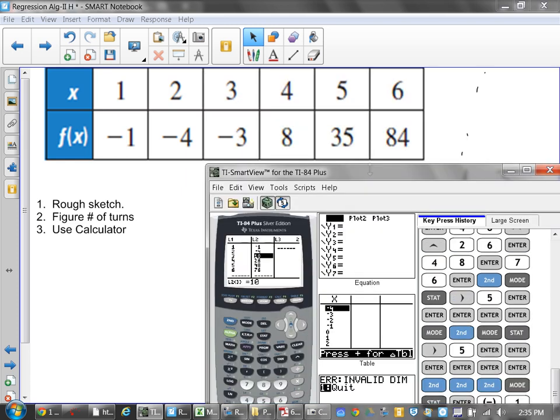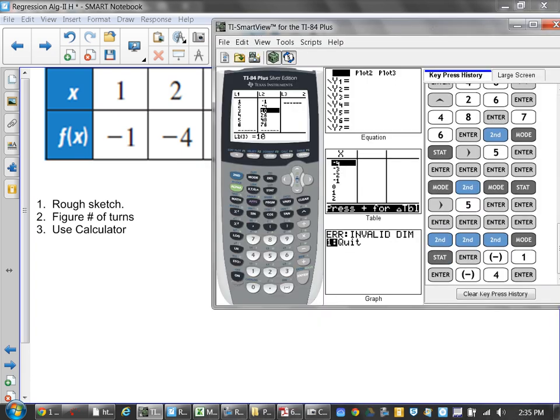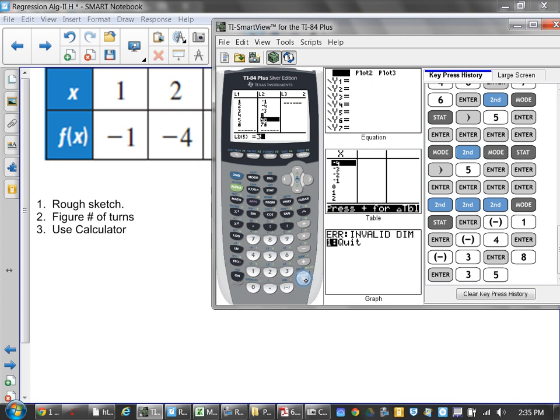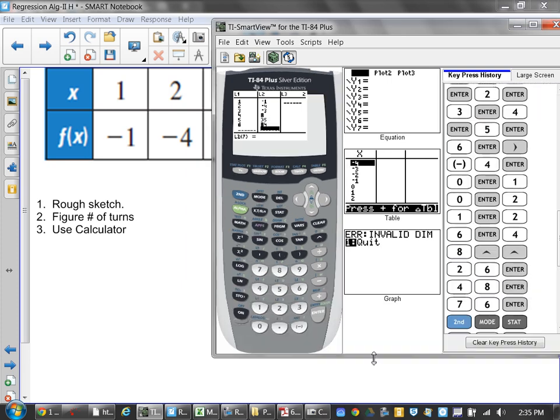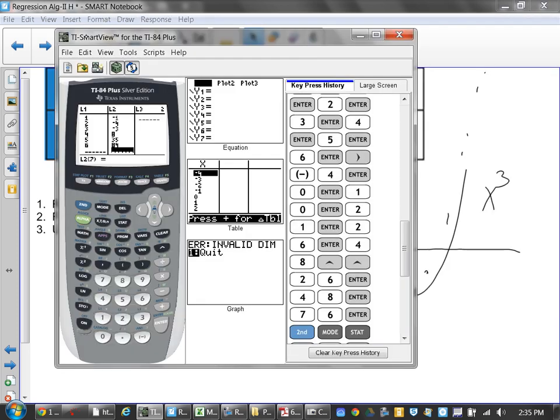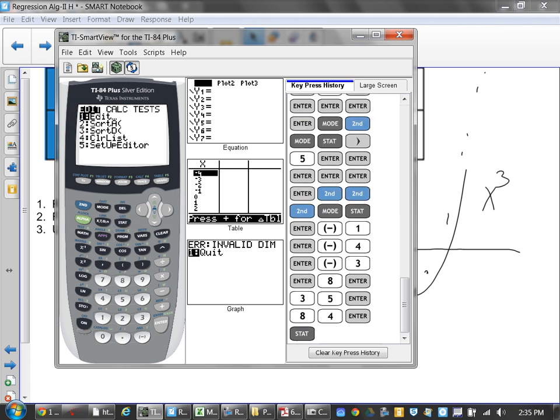Back to stat. -3, 8. You're going to have to apply some things. So we press 6 for cubic. Your list for L2 should look like that: -1, -4, -3, 8, 35, 84. And then when you go back to your stat, you just hit stat again, calculate, and we're looking for a cubic, so it would be option number 6.